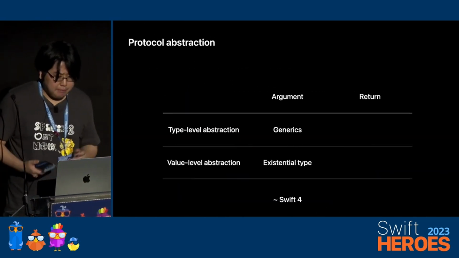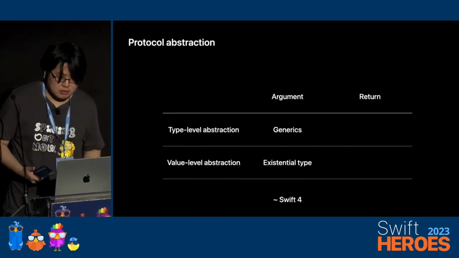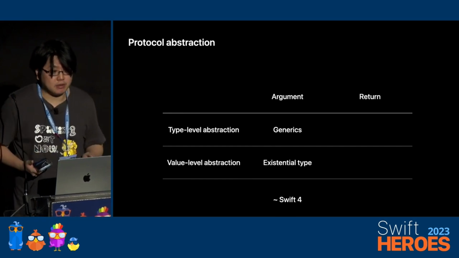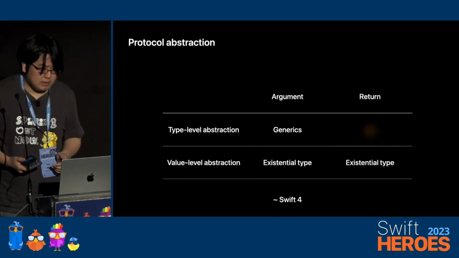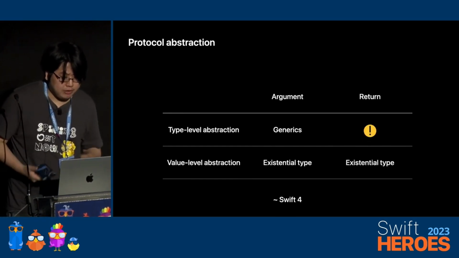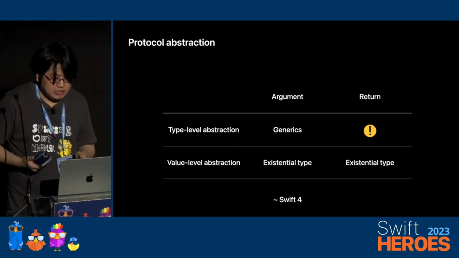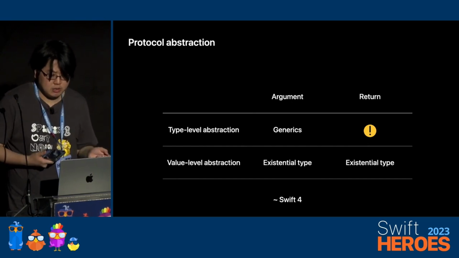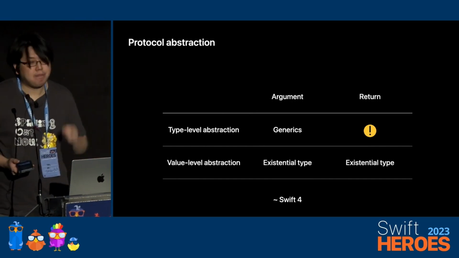Until Swift 5.6, for arguments, type level abstraction is achieved by generics, and value level abstraction is achieved by the existential type. But for return type, value level abstraction is achieved by the existential type. However, type level abstraction is not achieved. So what is going on?